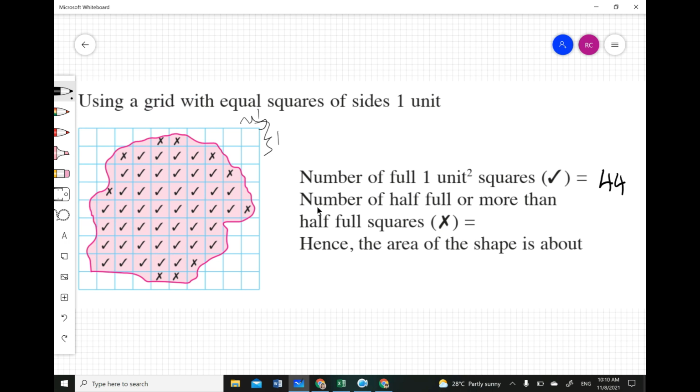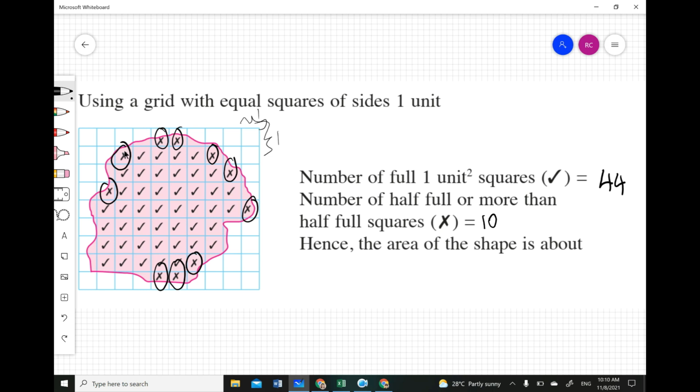Now we are going to look for the number of half full or more than half full squares, which are the ones marked with the cross. This one, 1, 2, 3, 4, 5, 6, 7, 8, 9, 10. Am I right? I repeat, I start from here, I circle it so that you can see. 1, 2, 3, 4, 5, 6, 7, 8, 9, 10. So we have 10. I'm going to write it down over here.